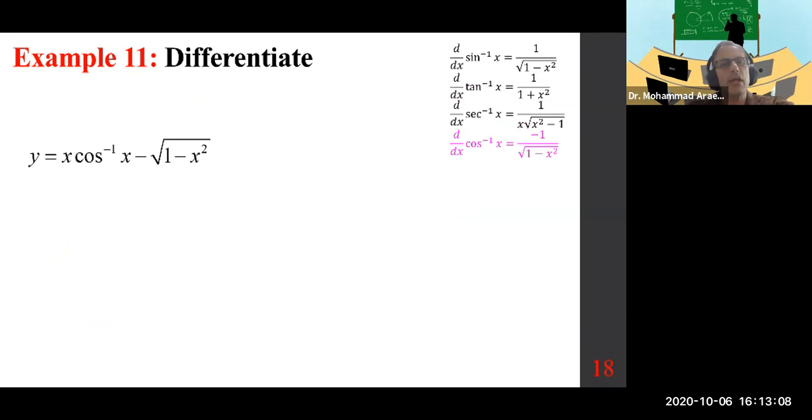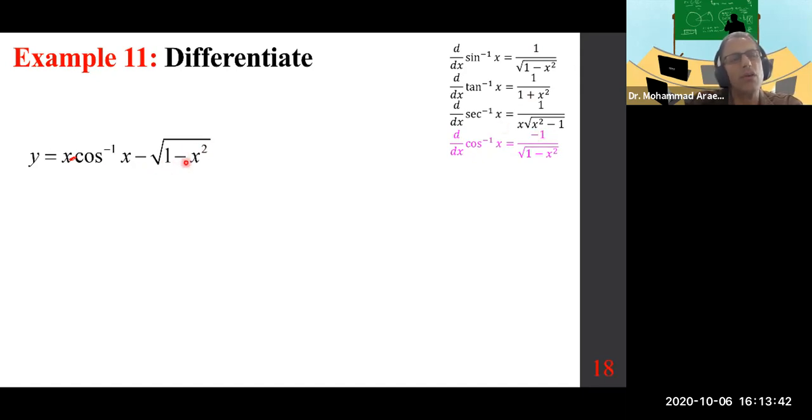We're going to look at the last example again, and you got to practice with it. X cosine inverse of x minus the square root of 1 minus x squared. Again, let's put a raised dot between x and cosine inverse, so we know it's a product rule. So what is the derivative of x? Simply 1 times cosine inverse. What is the derivative of cosine inverse? Negative 1 over the square root of 1 minus x squared. So this is like sine inverse. Cosine inverse has negative 1 in front. Okay, class? And then minus.